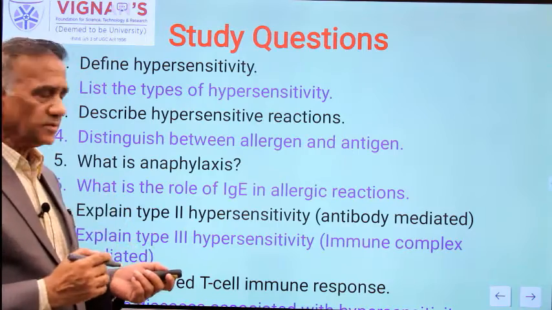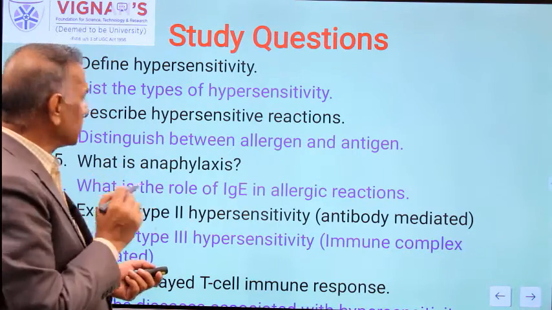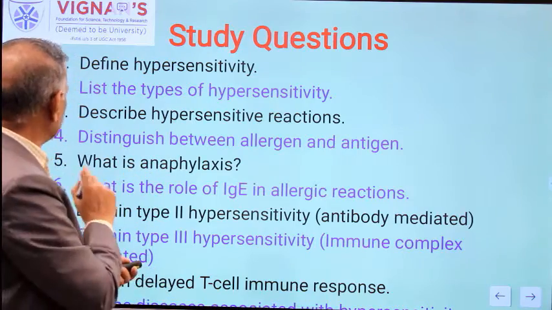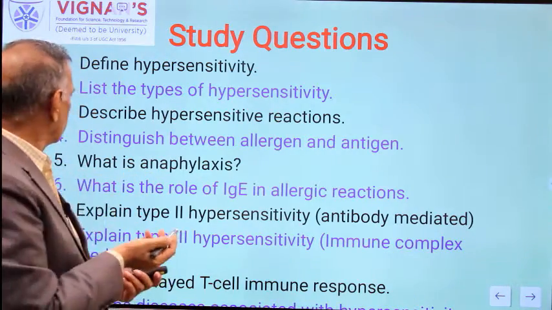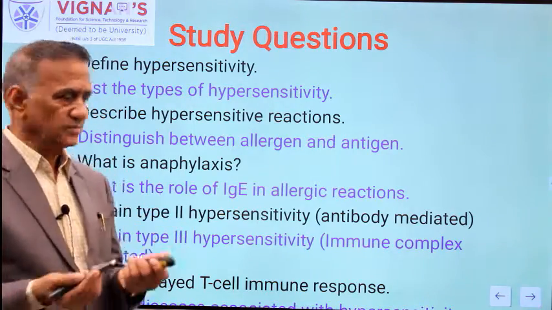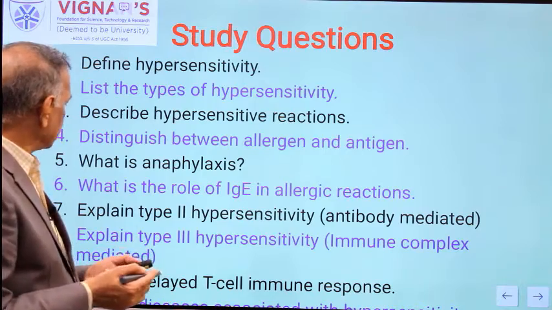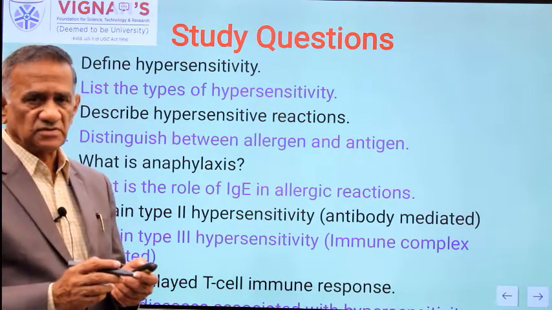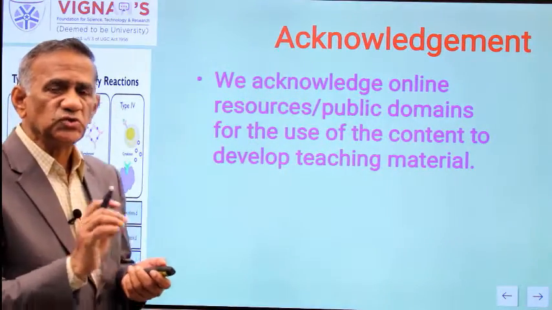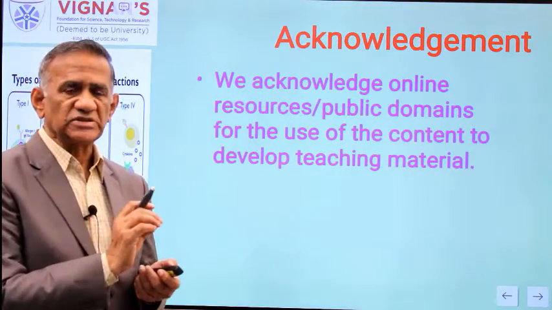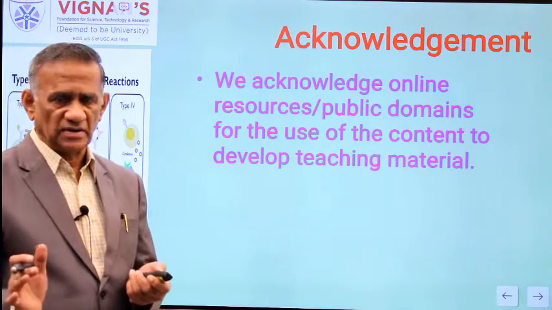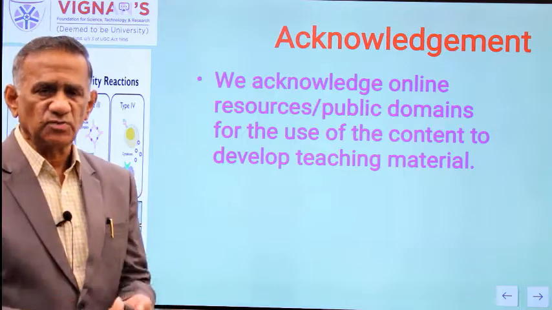Define hypersensitivity, list the types of hypersensitivity, describe hypersensitivity reactions, distinguish between allergen and antigen, what is anaphylaxis. Okay, these are all new terms with which we have to be familiar, and explain delayed T cell immune responses. Okay, ultimately I wish to let you know that hypersensitivity is a tissue damaging immune response. Hypersensitivity is an unwanted immune response. Okay, it happens once we get exposed to the allergen.